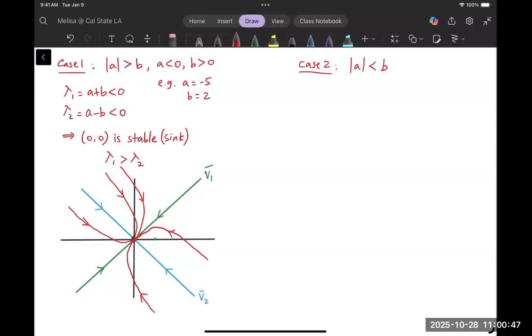All right, so any questions on case 1? I have a question. In the context of Romeo and Juliet, what does this mean? Yeah, what does this tell you?